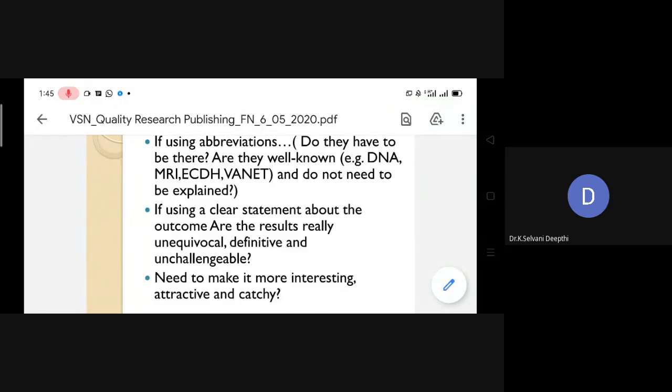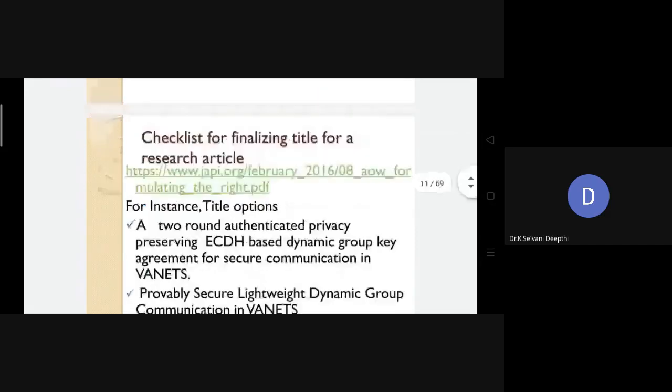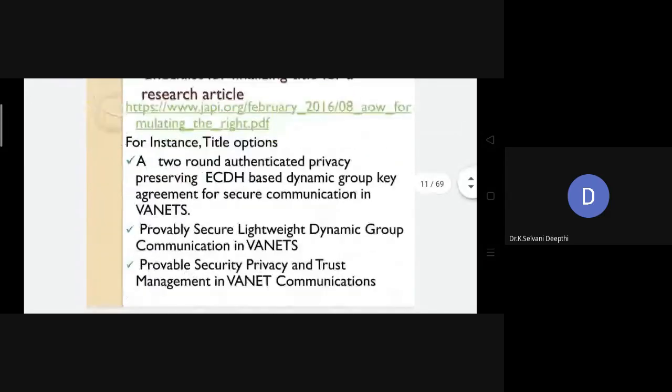Why? Because there are some famous abbreviations, and there is no need to describe everything out. So instead of giving vehicular ad hoc networks, you can give VANET. That is enough. That is one important thing. Next, I will explain a case study, or some case of VANETs.